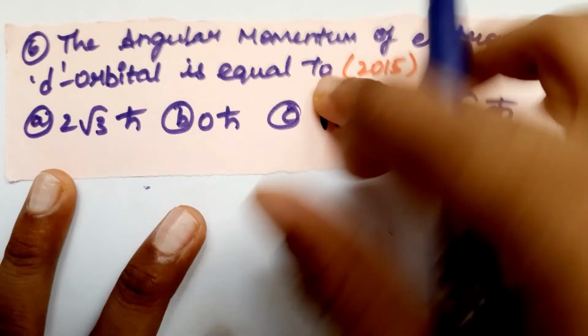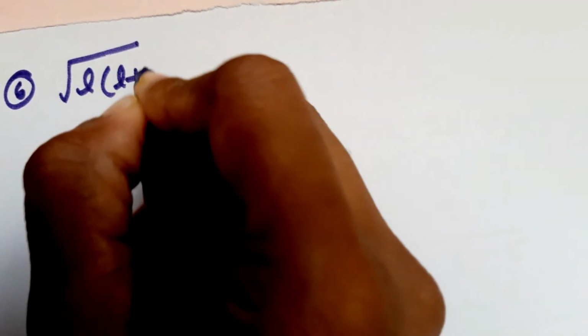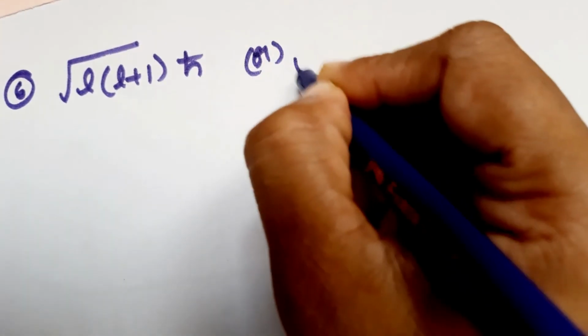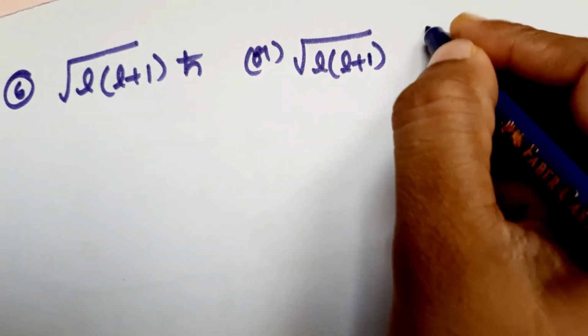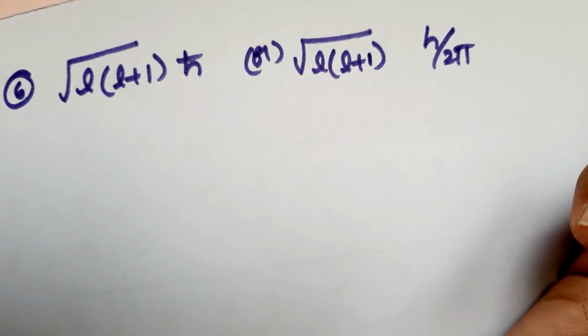See students, the formula to calculate orbital angular momentum, as we already know, is root over L into (L plus 1), times h cut, or h bar, we can say. Or it can be written as root over L into (L plus 1), times h by 2 pi. This is the formula for the orbital angular momentum. What is the L value for the d orbital, students?